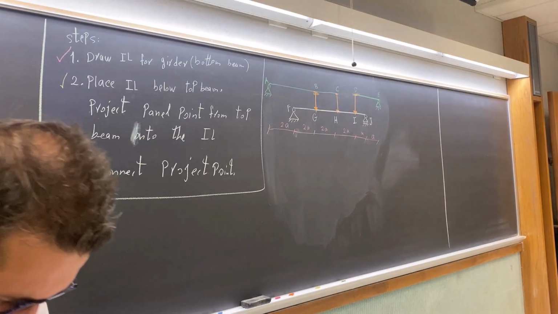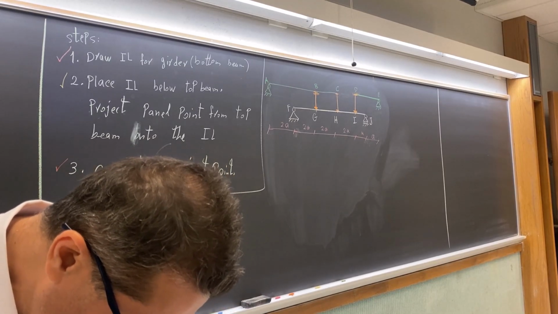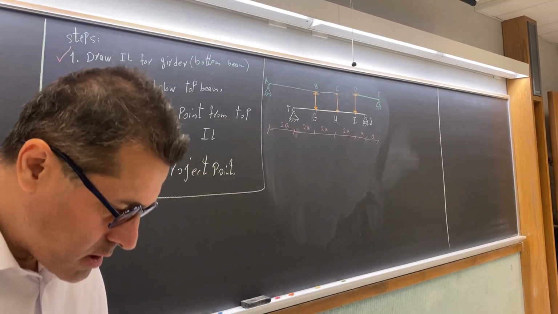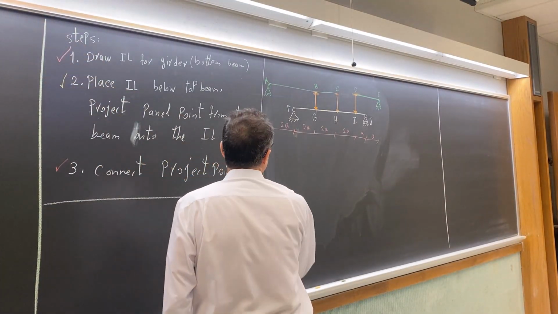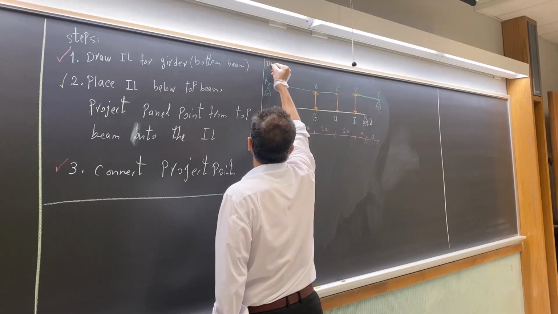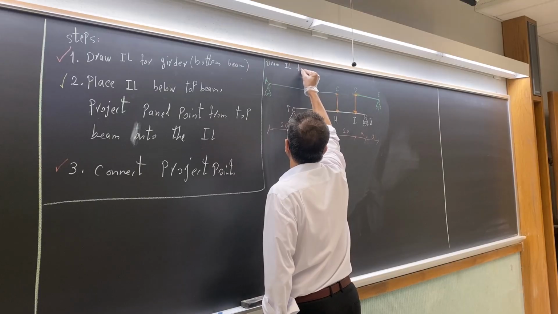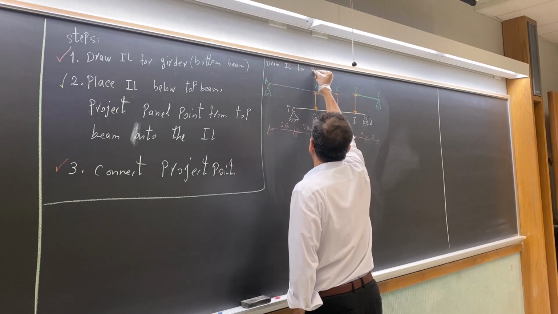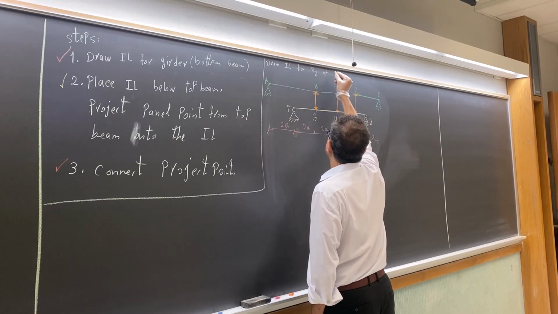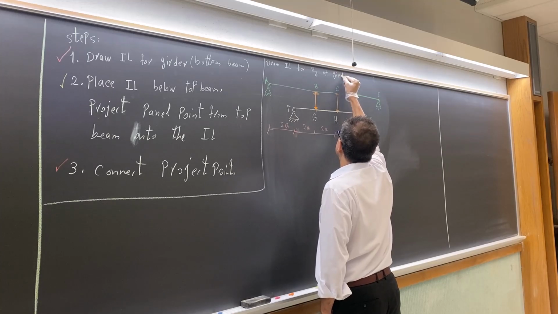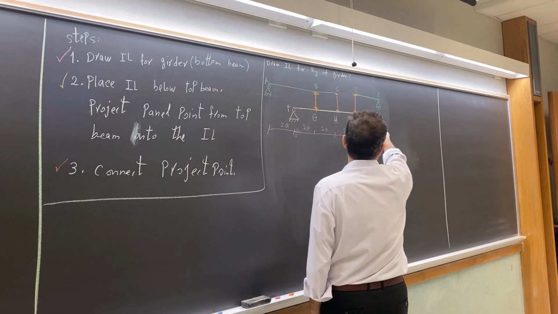The question is asking to draw the influence line for the reaction. Draw the influence line for reaction at support J of the girder. This is the question. Support J is here.